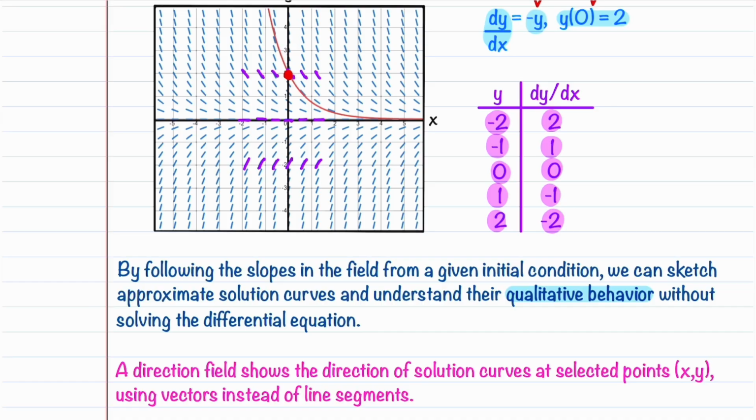Before we go on, I want to make a note about one thing. Sometimes, instead of line segments, you can use vectors to show the direction of the solution. When you use vectors, instead of saying that you have a slope field, you're going to be talking about a direction field. It's the same thing as the slope field, except you have vectors instead of line segments.